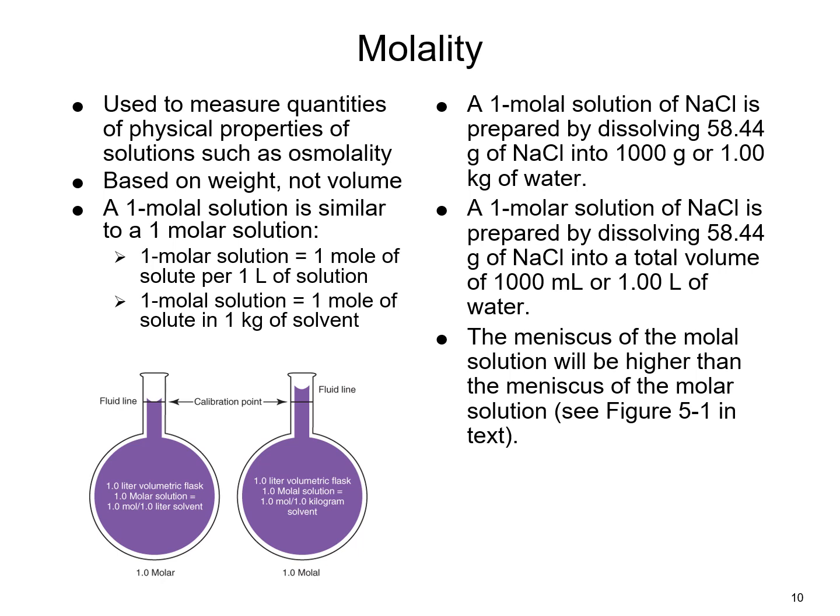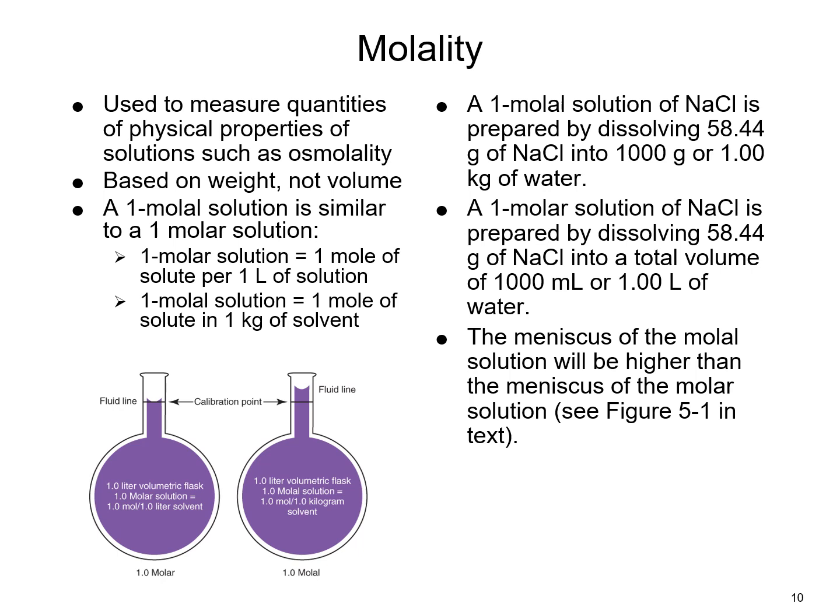So we know that a 1 molar solution is a solution with 1 mole of solute per 1 liter of solution. On the other hand, a 1 molal solution is 1 mole of solute in 1 kilogram of solvent. So molal solutions are based on weight, not actual volume. A 1 molal solution in a 1 liter volumetric flask may have a larger volume than an actual 1 molar solution, and of course the meniscus of that solution would be above the calibrated line in that volumetric flask.